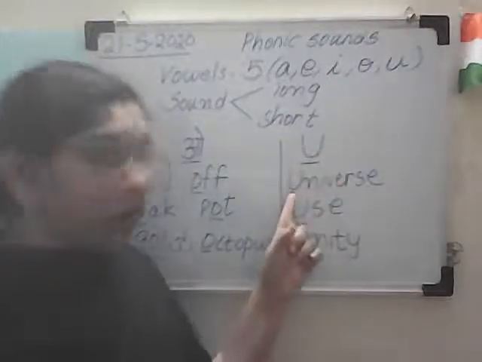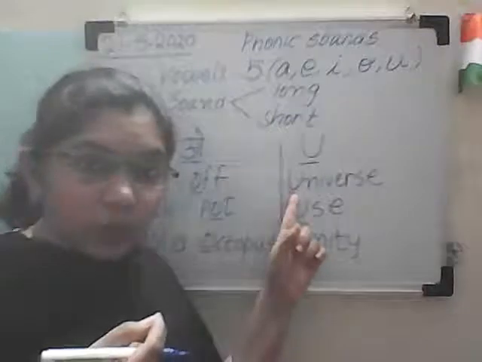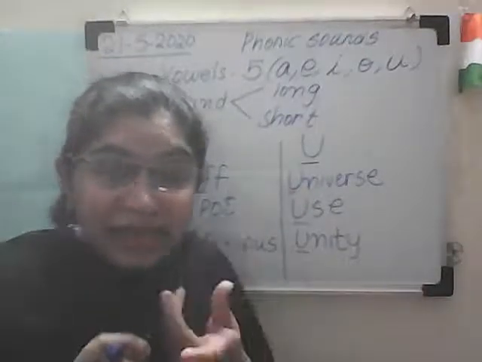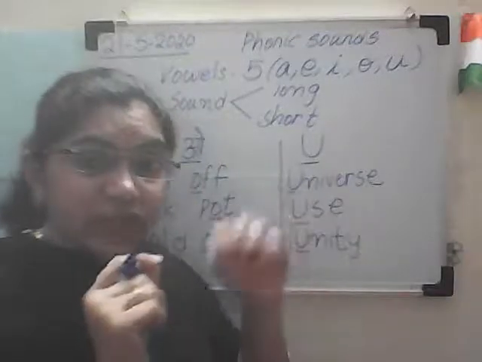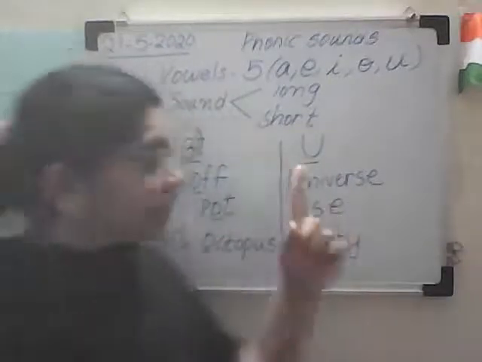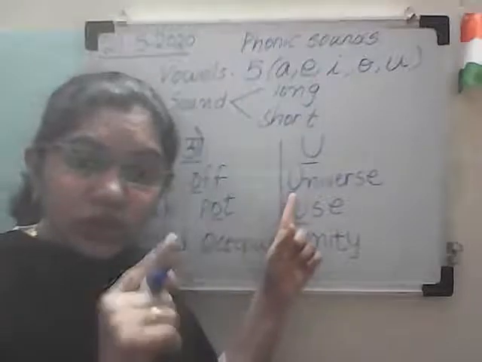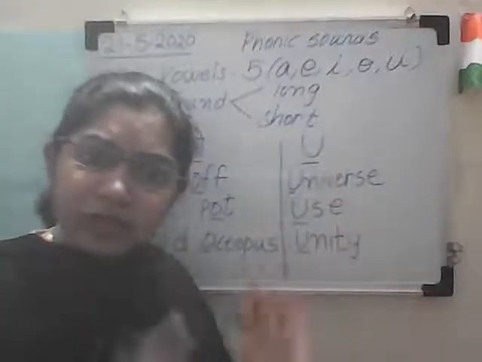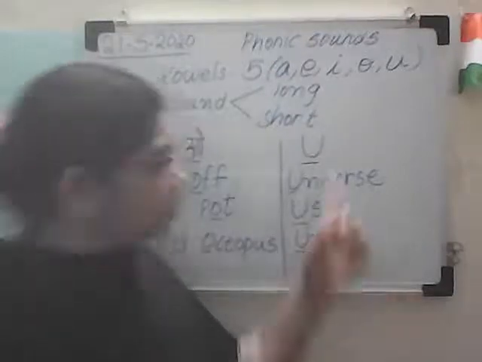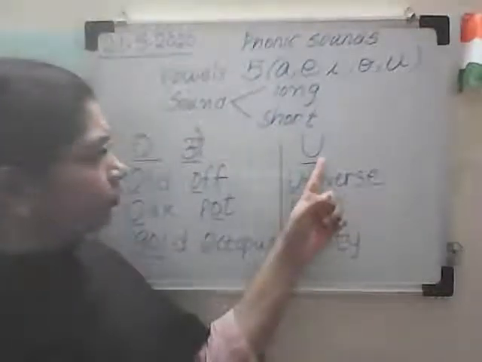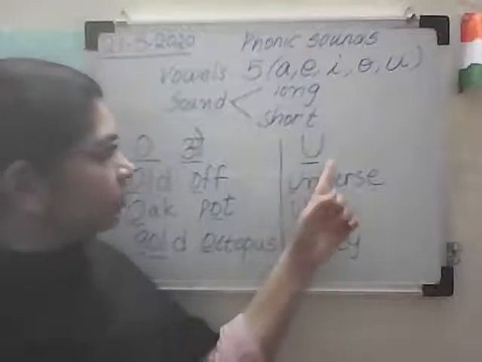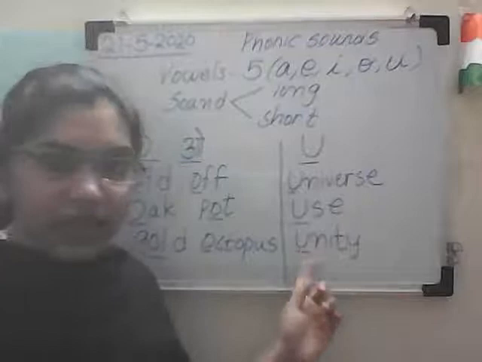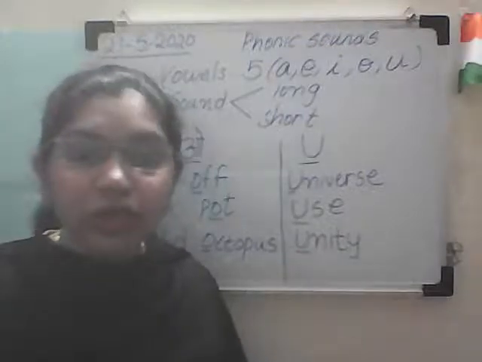U for universe, U. Just concentrate on the sound that I'm making for you. Long vowel sound is U, and I'm saying this word as universe. Isme jyada mushkil hi nahi hai. Letter is U, sound is also U. U for universe, U for use, U for unity, and U for unique.